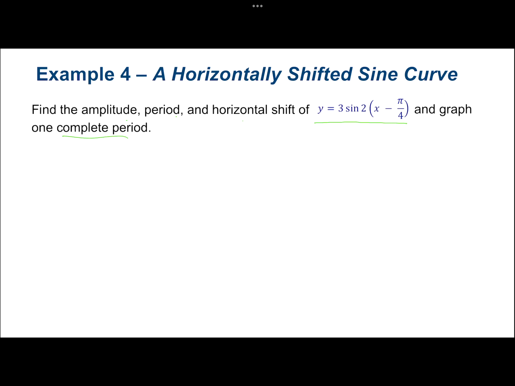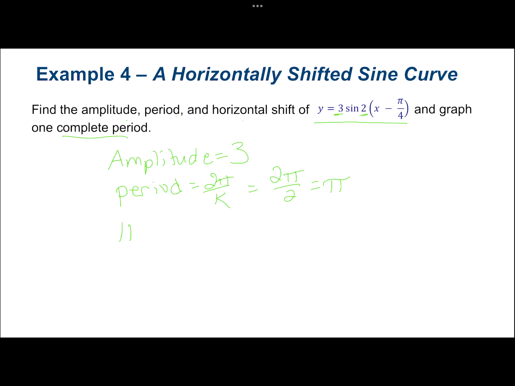So if we look at this, our amplitude, remember, is the number out front. So our amplitude is 3. It has to be positive. Our period is 2 pi over k. K is this number out in front. So this is 2 pi over 2. So our period is pi.